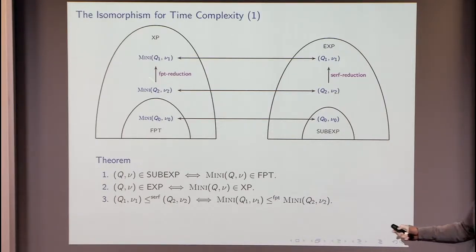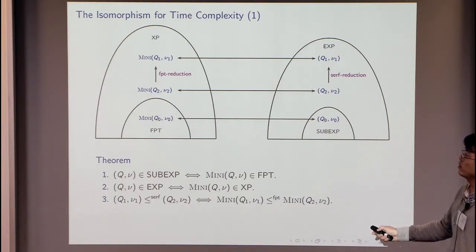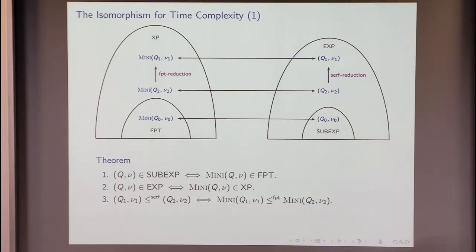Then there is a reduction from the miniaturization of the second problem to the miniaturization of the first problem, and the other direction also holds. So this gives you the isomorphism which preserves reductions. I hope you can see from this picture. We can use this miniaturization isomorphism mapping everything faithfully to the parameterized complexity. So everything in exponential complexity to parameterized complexity.